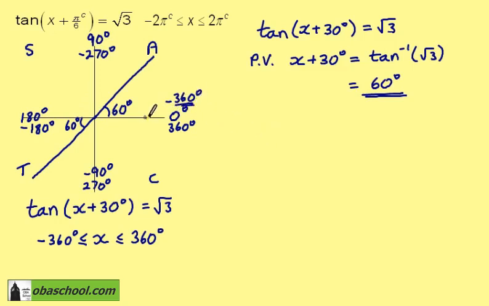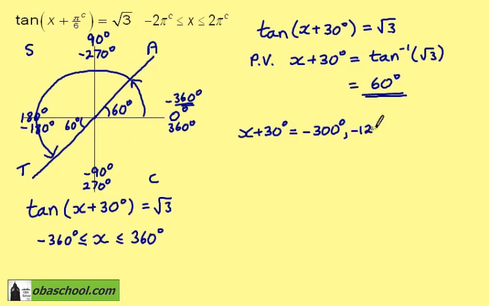Starting at -360, we're going to go forward by 60 to find our first solution. Remember, we're solving for x + 30 degrees in the first instance, and the first one is going to be at -300, which is -360 going forward by 60, so this solution here. We continue on and we meet the next solution 180 degrees further on, so this is at -120.